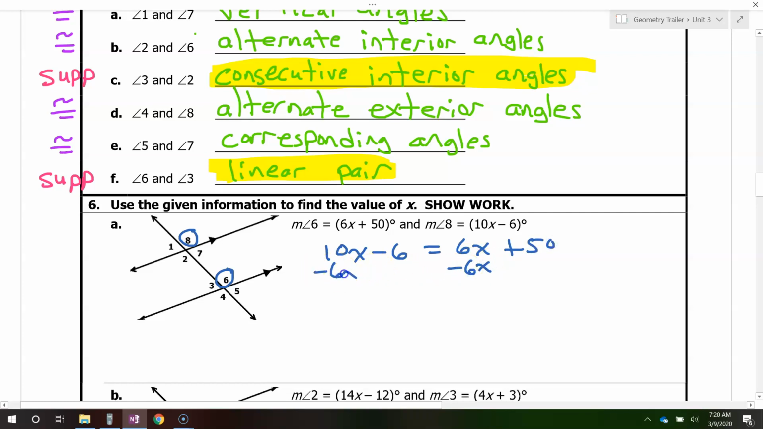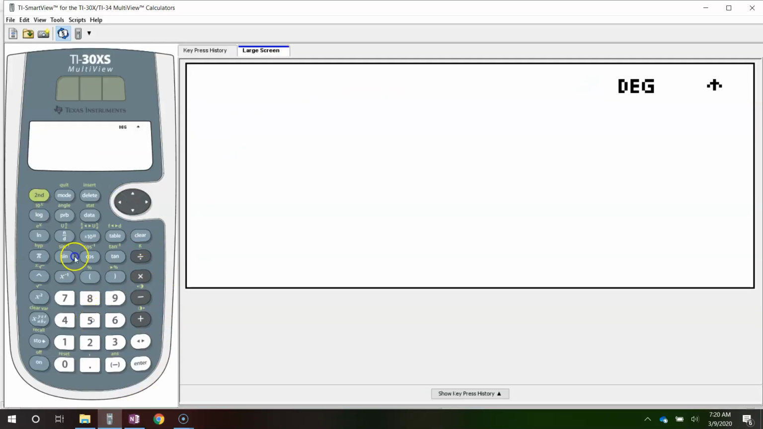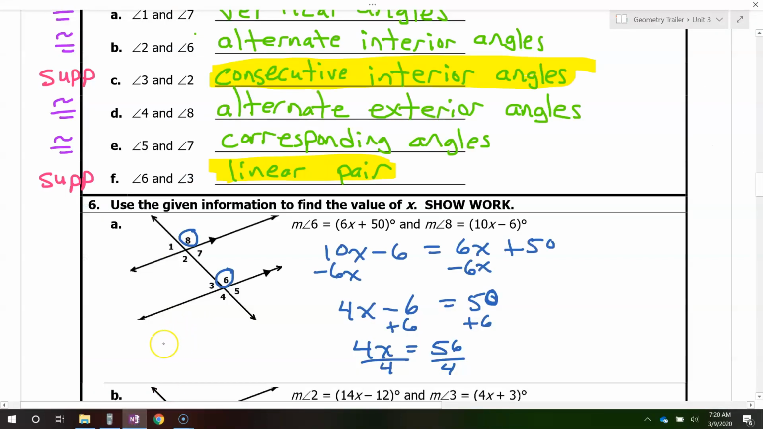All right, subtract 6x from both sides. You're going to get 4x minus 6 is equal to 50. Add 6 to both sides. And you're going to get 4x is equal to 56. And then finally, when you divide by 4, you get 14. So x is equal to 14.